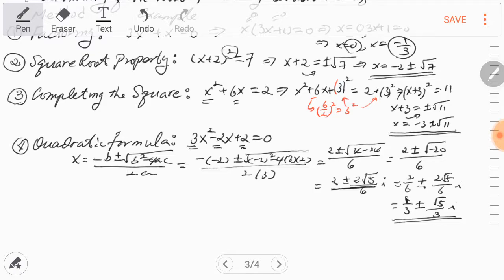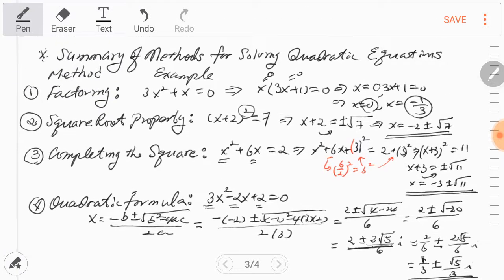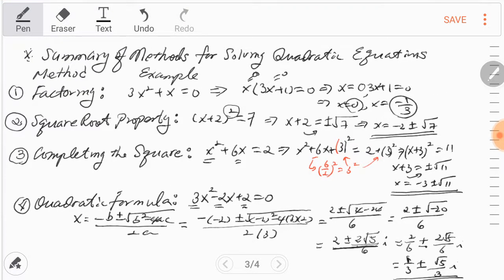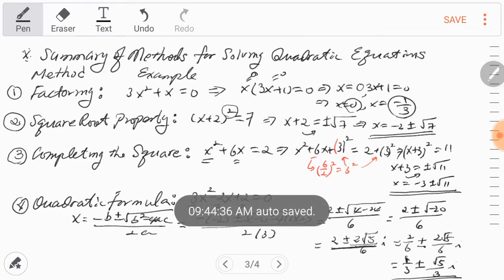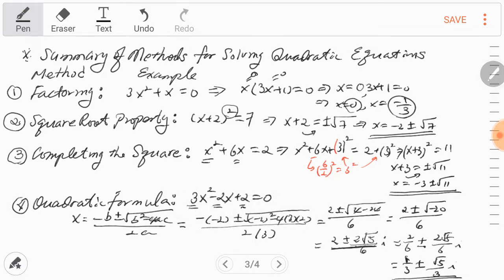Okay, so far we learned 4 methods for solving quadratic equations: factoring, square root property, completing the square method, and the quadratic formula. You can use any one of these. If factoring works, that's good, that's the best. If it's not working, then you may try completing the square or the quadratic formula.